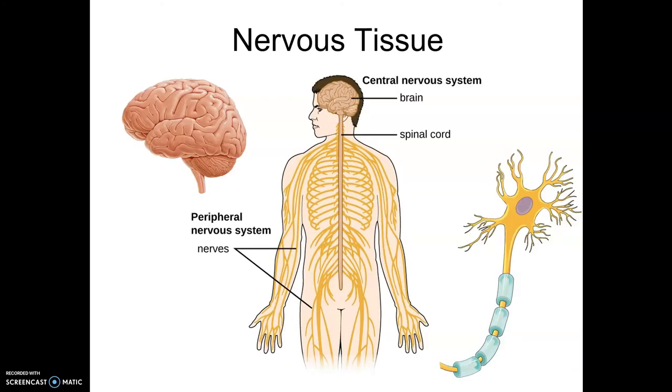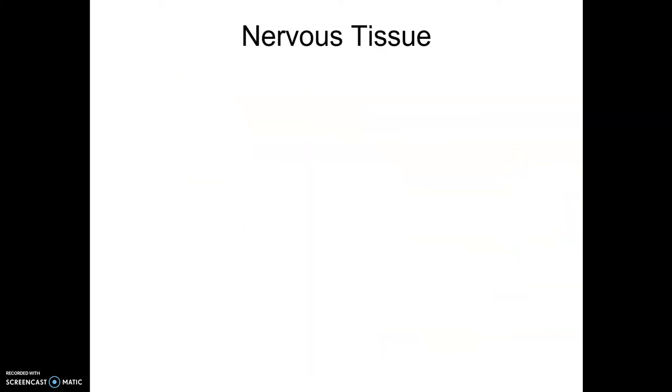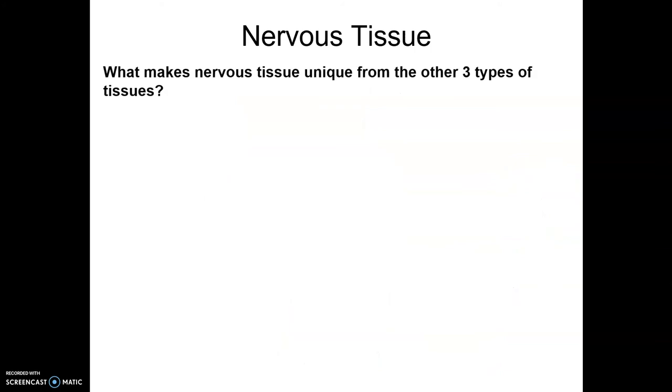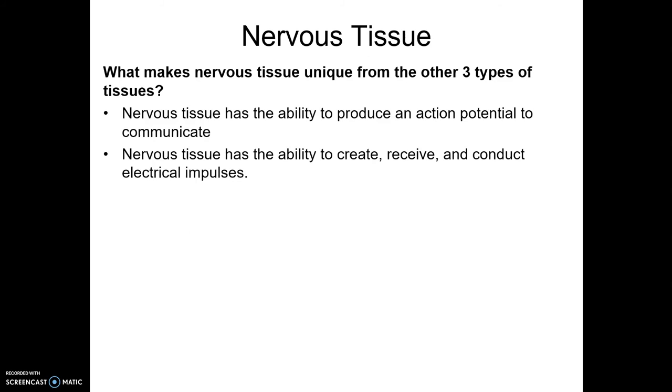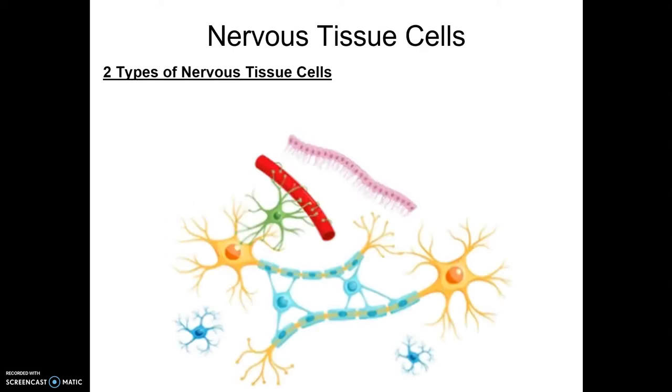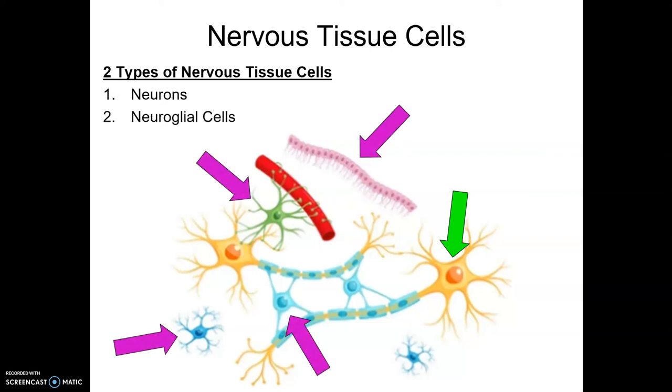The last of the four main tissues of the human body is nervous tissue. So what makes nervous tissue unique from the other three types of tissues? Nervous tissue is unique because it has the ability to produce an action potential to communicate. It has the ability to create, receive, and conduct electrical impulses, and it coordinates and controls body activities. Nervous tissue is composed of two types of cells. The first type of cell is the neuron, and the second type of cells are the neuroglial cells.